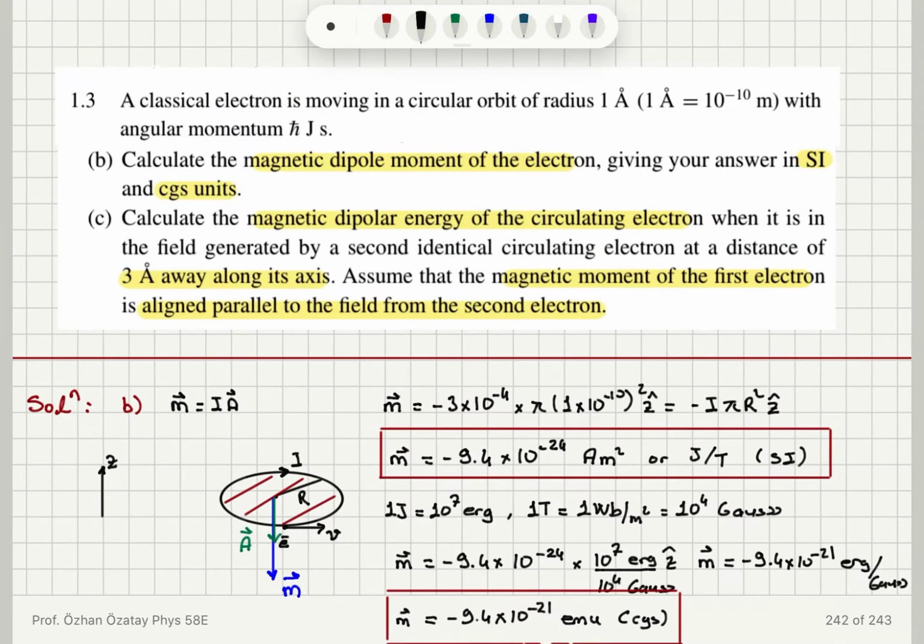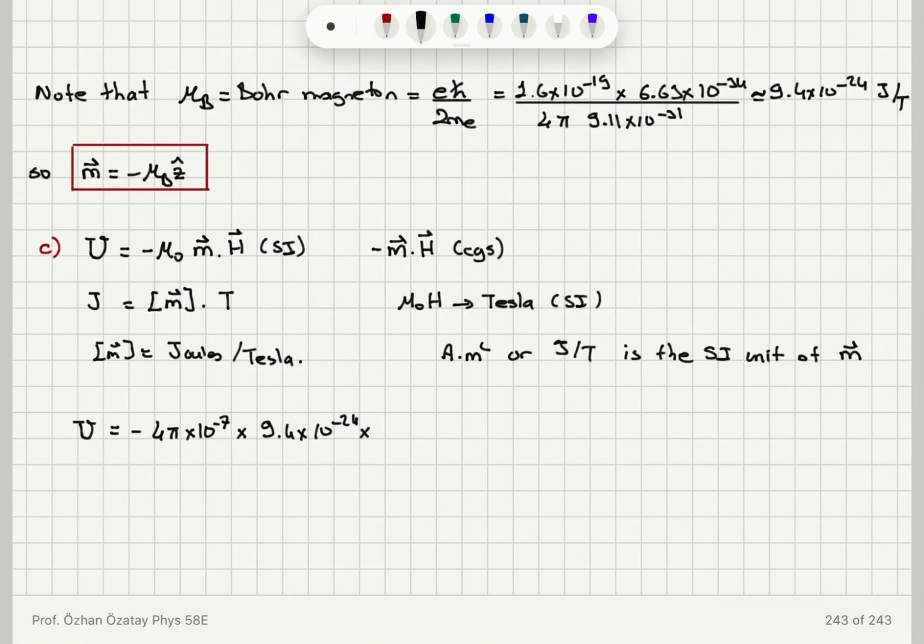47,434, or I can write this as 4.74 if I round it, times 10 to 4 amps per meter. So I find the magnetic dipole energy as minus 5.6 times 10 to minus 25 joules. So this is magnetic dipolar energy.